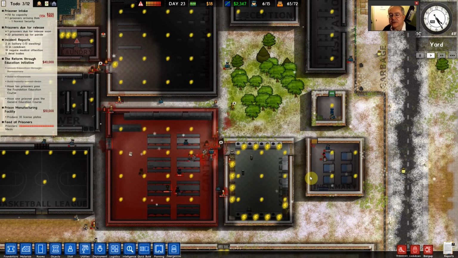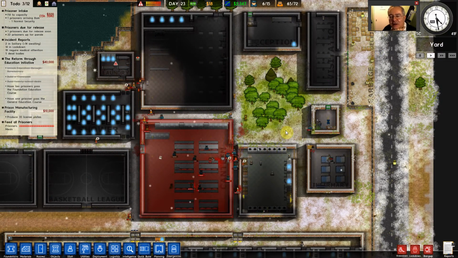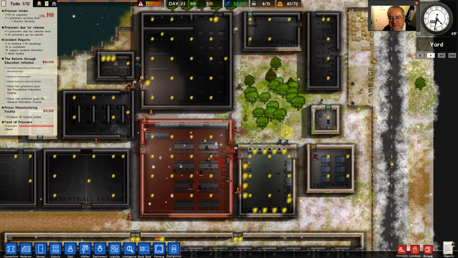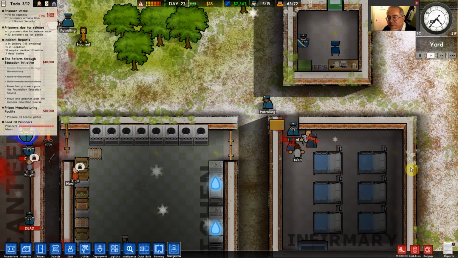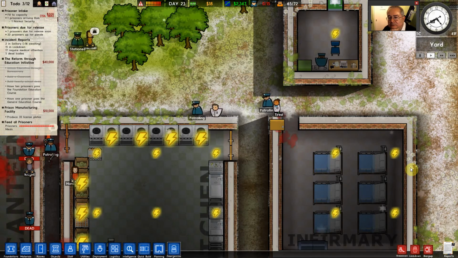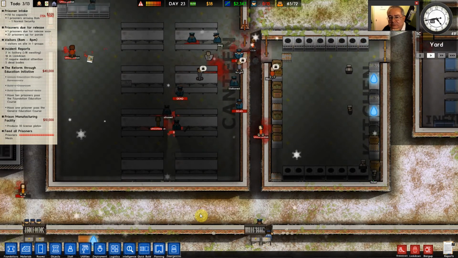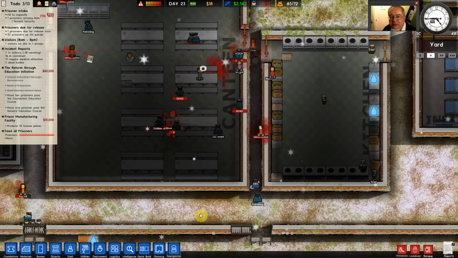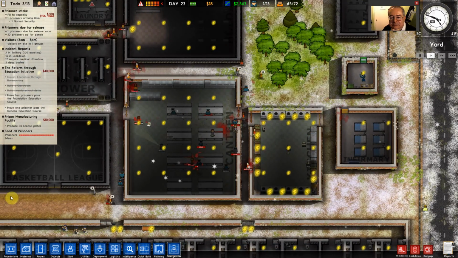Where are my doctors? Well, it had to happen at some point, didn't it? I've plus $18. We're getting there. At least I have an infirmary. Yeah. Where's he going?